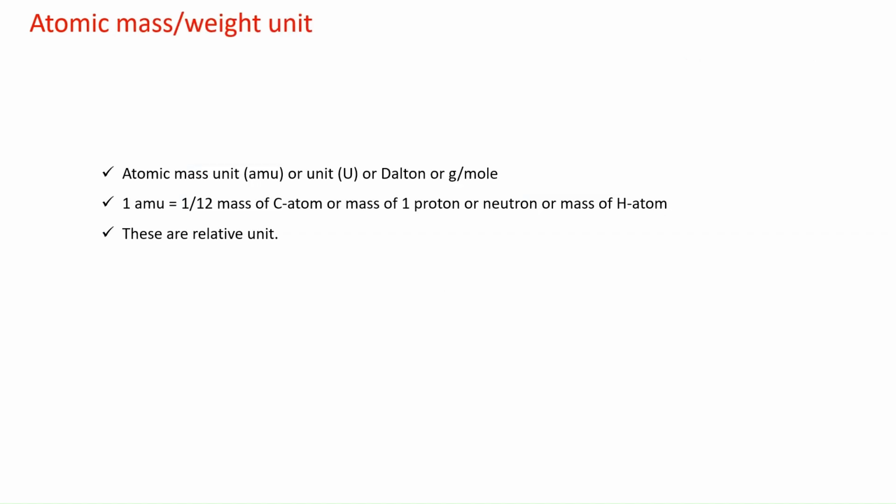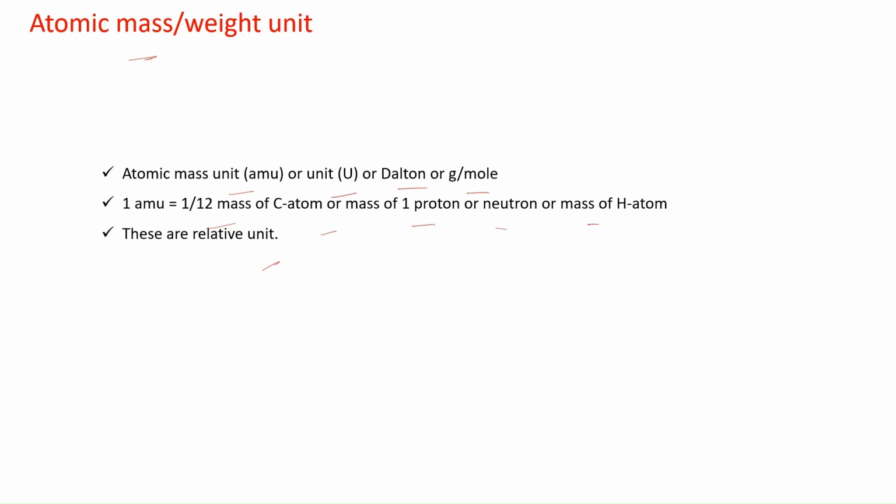Understood? Next is atomic mass or weight unit. What is the unit of atomic mass or weight? It is the atomic mass unit, AMU, or simply unit, or Dalton, or gram per mole. 1 AMU is 1/12 the mass of a carbon atom, or the mass of one proton or neutron, or the mass of a hydrogen atom. These are relative units.